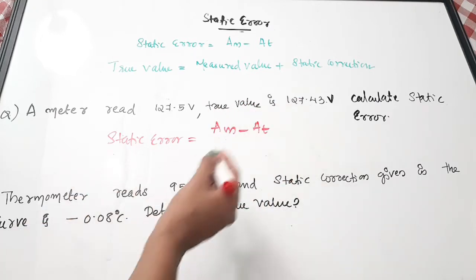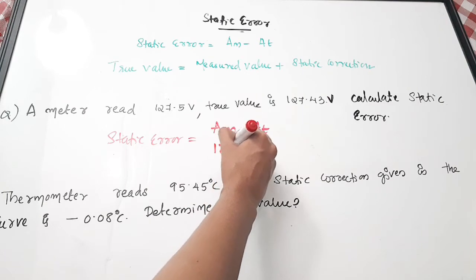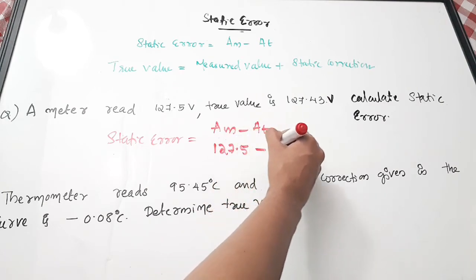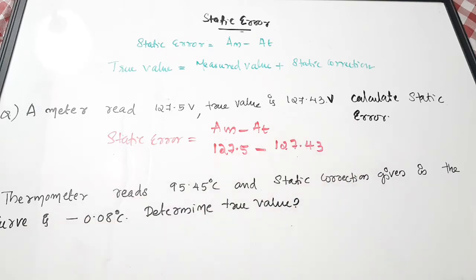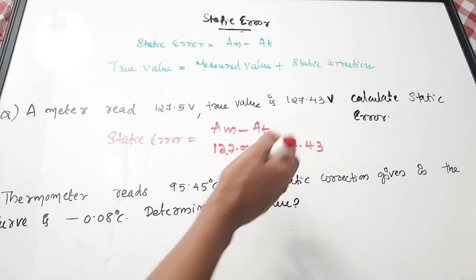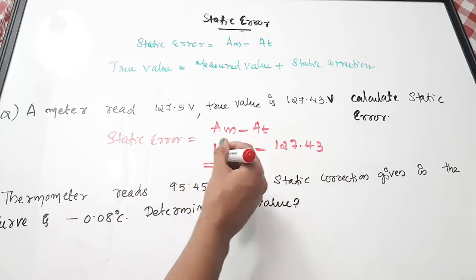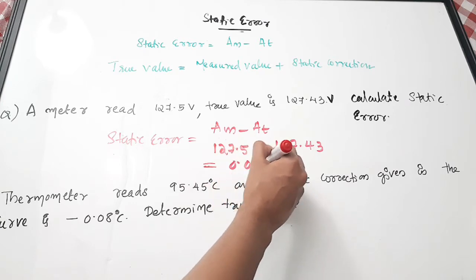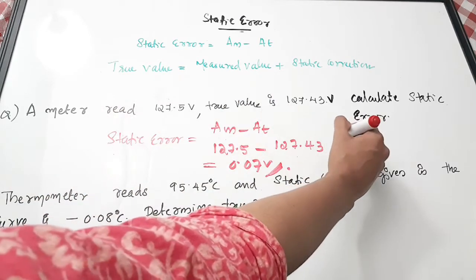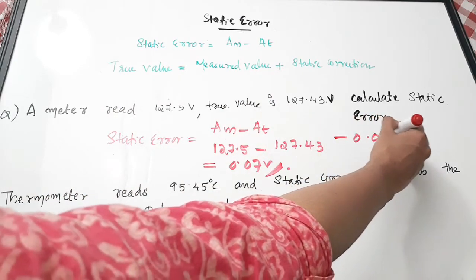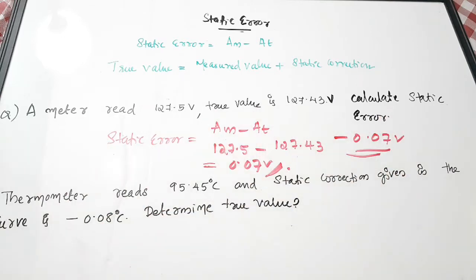Okay, so here what is AM? It is the measured 127.5 minus 127.43. This is the measured, this is the true value. So the error will be 0.07 volt. Okay. Now, if static error is this, what is static correction? Static correction will be minus 0.07 volt.